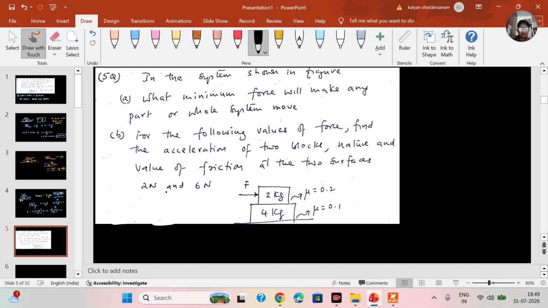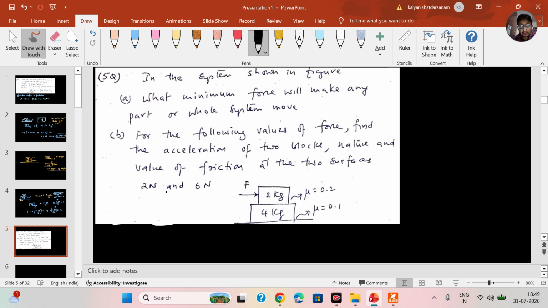In the system shown in the figure, so there is some figure given. There is a 2 kg block, a 4 kg block, some unknown force is applied, and there is friction between 2 kg and 4 kg also, and there is friction between 4 kg and ground also. So this is the figure. In the system shown in the figure, part A, what minimum force will make any part or whole system move? So this is a very interesting question.